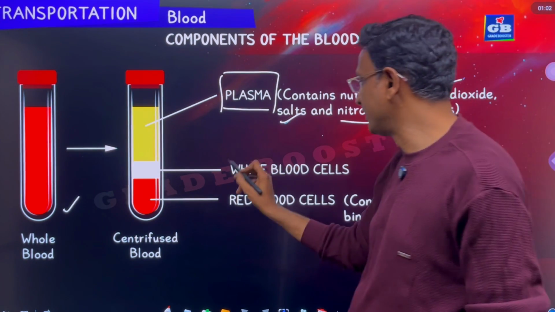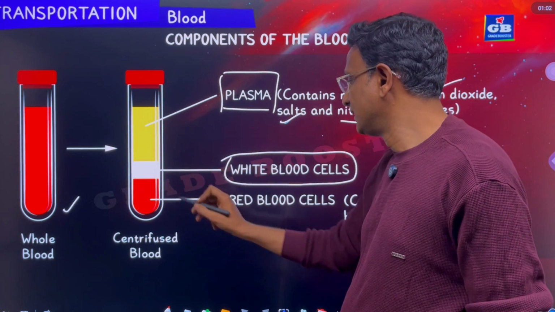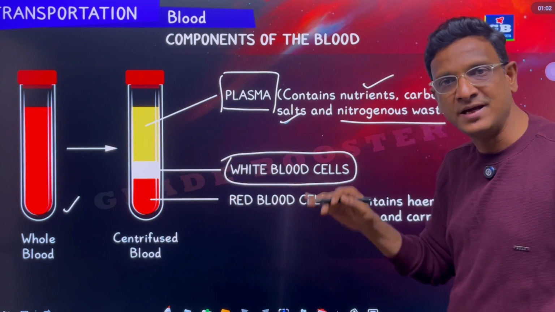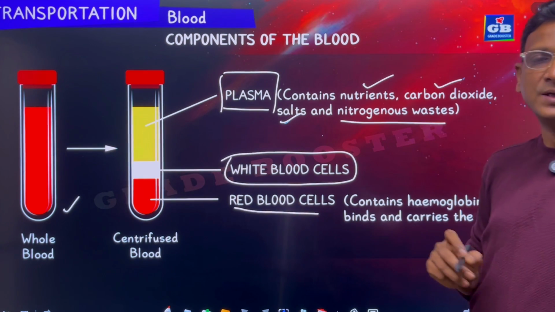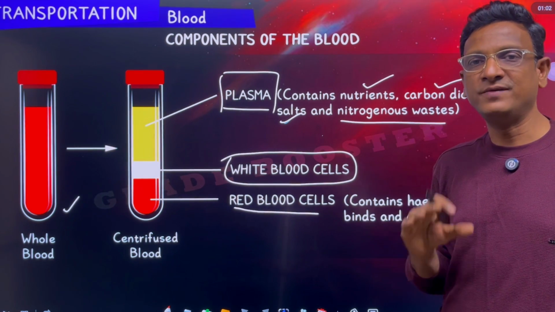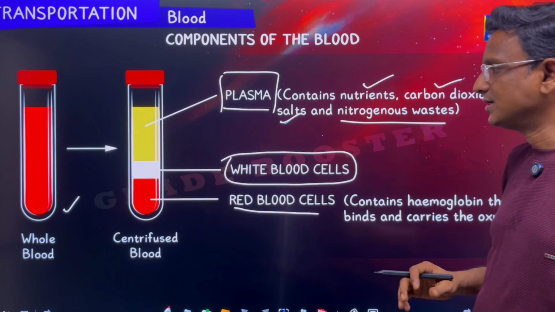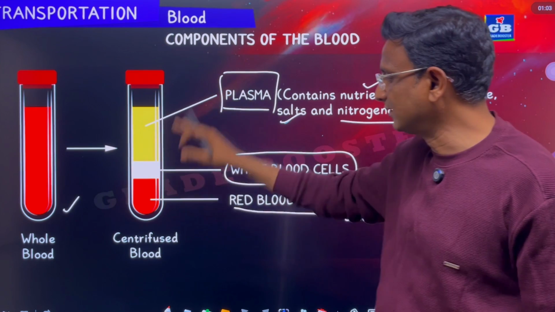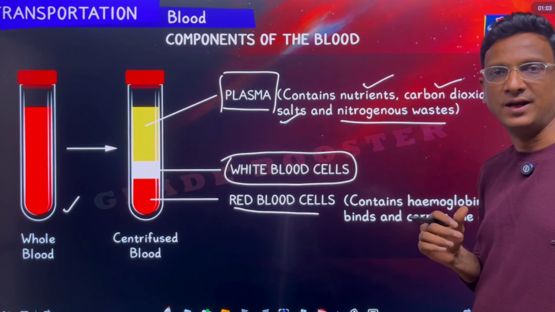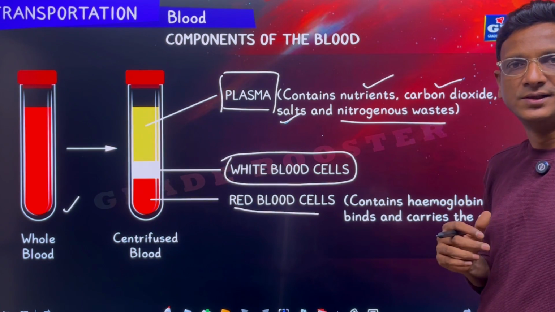And the second component is white blood cells. And at the bottom, the sediment that is formed here is red blood cells, RBC. RBC contain the hemoglobin which carries the oxygen. So these are the major components of blood, right children?